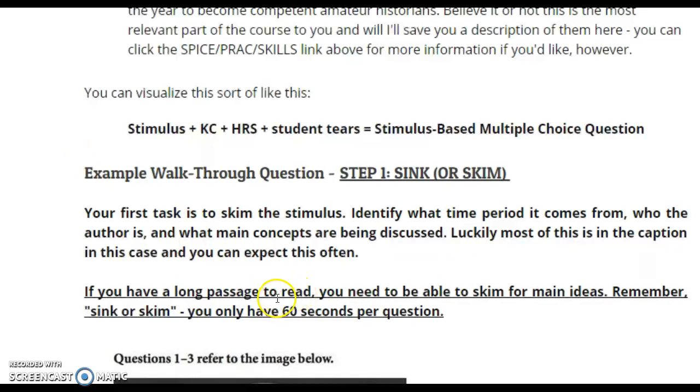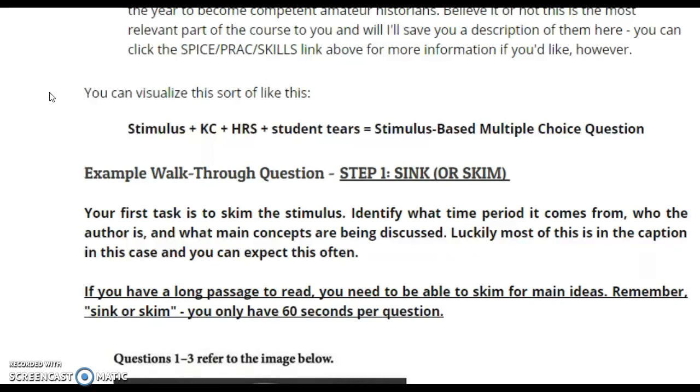If you look down here, remember you only have about 60 seconds per question to answer these. Not on this first test. On this first test you have more time, but on the AP test, which is all the way in the spring, so we will be pros by then, you will have about 60 seconds per question, and that includes the reading time that you may need for your stimulus. So let's tackle this with an example.